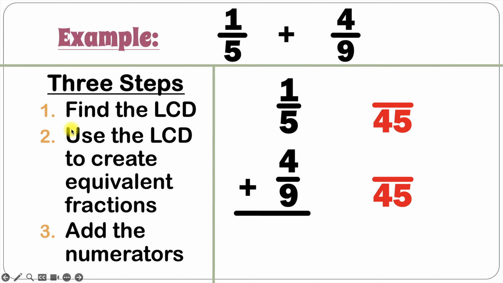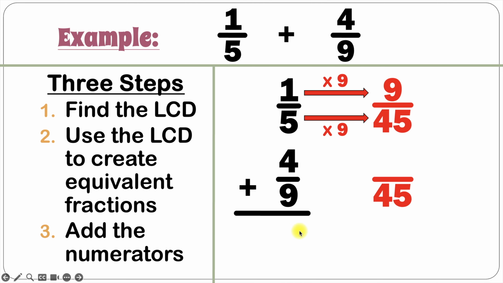Now we can go to step 2. We use the LCD to create equivalent fractions. 5 times what is 45? Well, that would be 9. Since we multiplied the bottom by 9, we're going to multiply the top of the fraction by 9. And when we do that, we do 1 times 9, which equals 9.